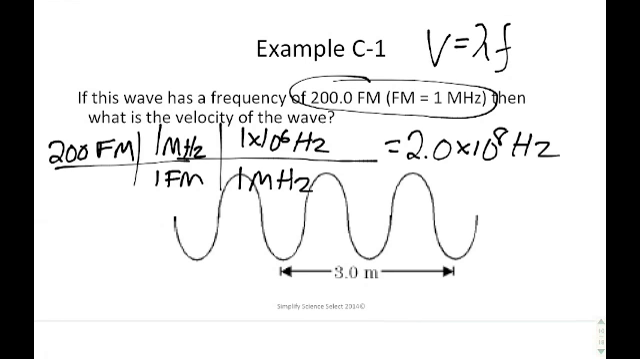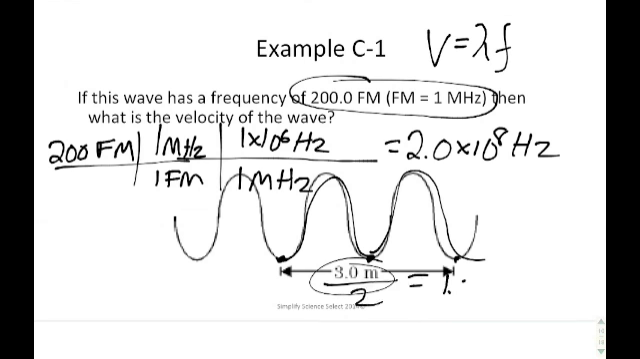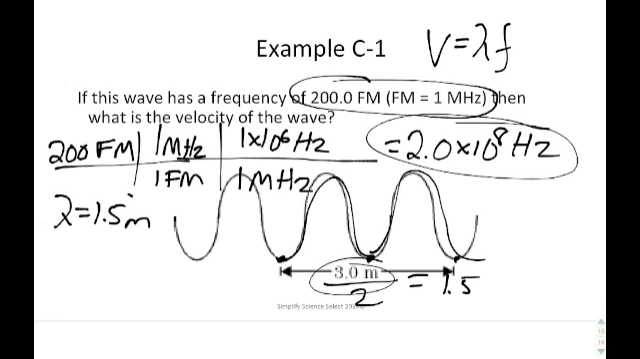Next, you see this graph right here. It says, what is the velocity of this wave? If you were to look, you have a trough, a trough, and a trough, and it gives you the reading of 3 meters. So 3 meters represents not one wave, but 2 waves. Now remember, the definition of wavelength is the length of one wave. So if you have 2 waves in 3 meters, you have to cut it in half, and you get a wavelength of 1.5 meters.